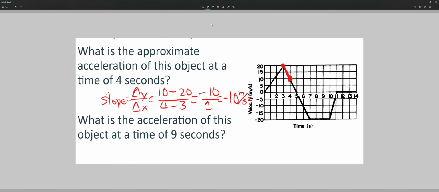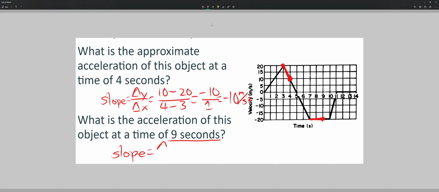So let's do the question on the bottom. What is the acceleration of this object at a time of 9 seconds? You'll see that at 9 seconds, my coordinate is on this particular line. You can either take this entire line or just part of the line. It doesn't really matter what you do as long as you're consistent.